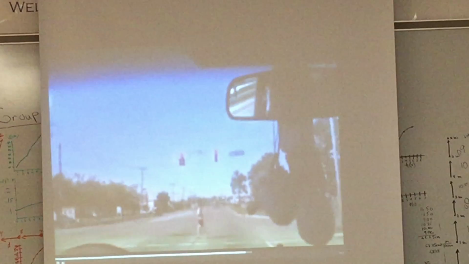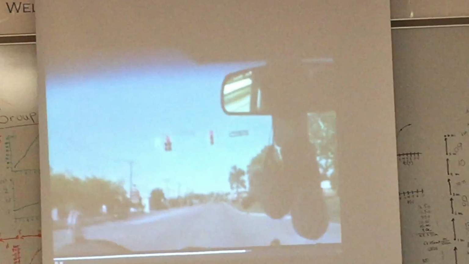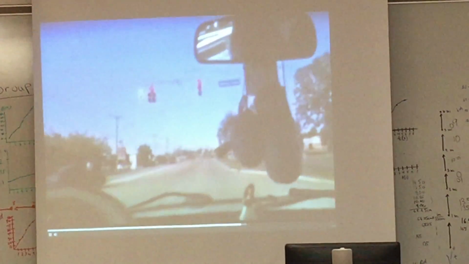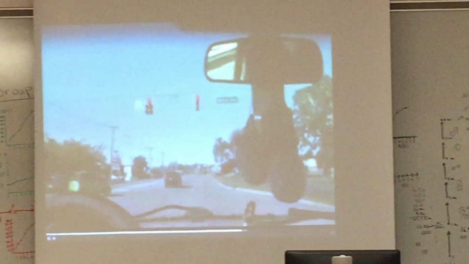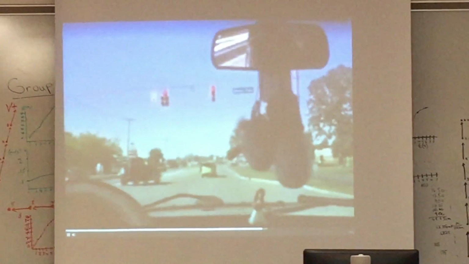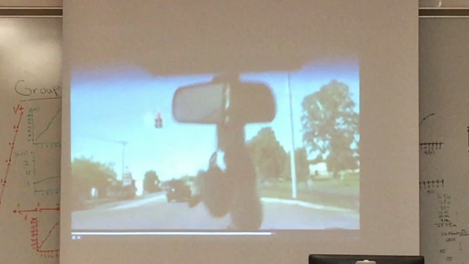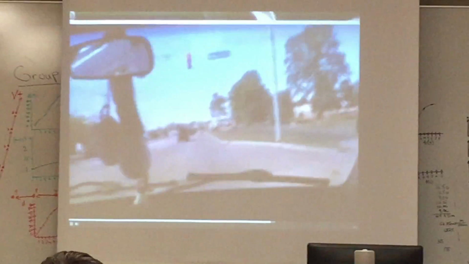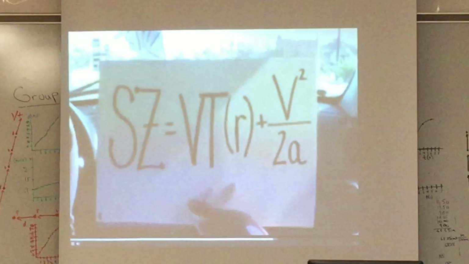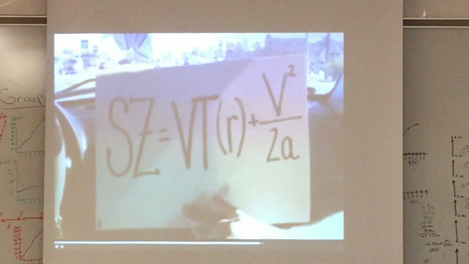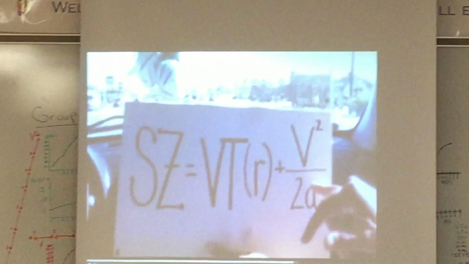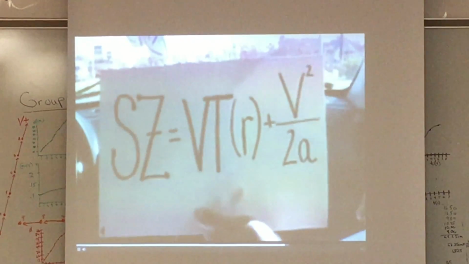We're coming to this light, and we are obviously at a stop zone because we are so far away from the yellow light that there was no way for us to go. And it did not stay yellow for that long, so if we would have gone, then we would have gotten stuck at the red light and probably caused an accident. The stop zone is the velocity times the reaction time plus velocity squared over 2a.